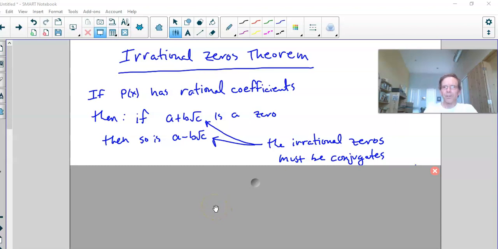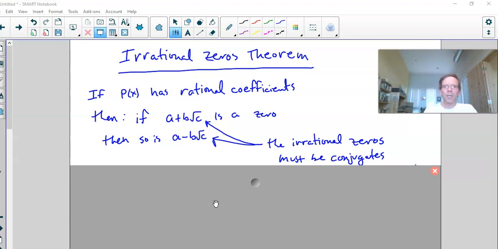All right, we're still working on trying to find the zeros of polynomial functions. And we know we don't have a whole lot of tools for this. We have the rational zeros theorem. That's probably the most useful. Here's another one that sometimes comes in handy. It's called the irrational zeros theorem. And it goes like this.